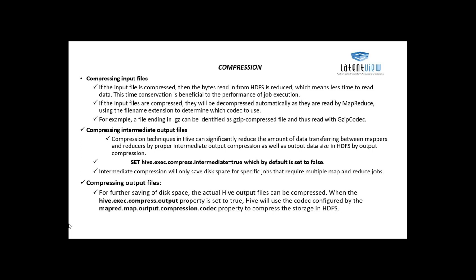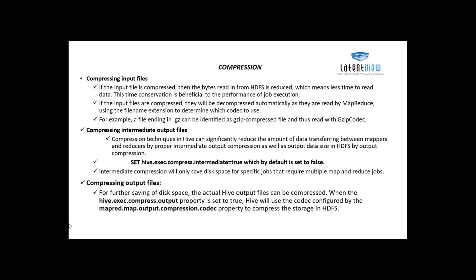By default that would be false. You can set this parameter like set hive.execution.compress.intermediate is equal to true. What will happen is, with this, the intermediate output files which the mapper produces will be much smaller.